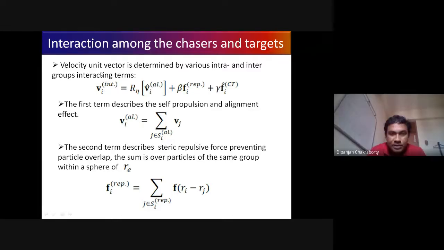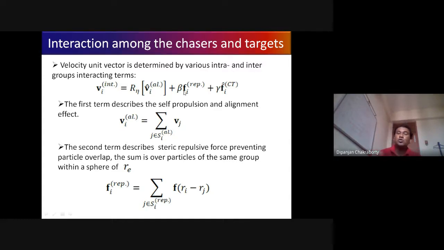So this velocity unit vector is the sum of these terms. The first term is the velocity alignment term that I have already described for the Vicsek model, where they have taken a radius, and within the radius the organisms follow the average direction, with a perturbation. So this is basically the Vicsek model with alignment interaction, and the next term is the repulsive term.